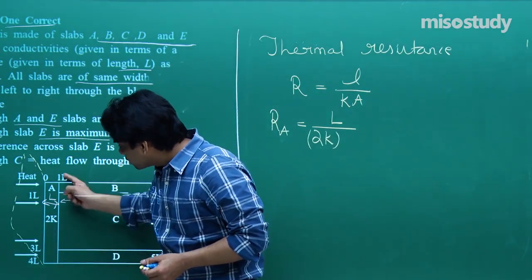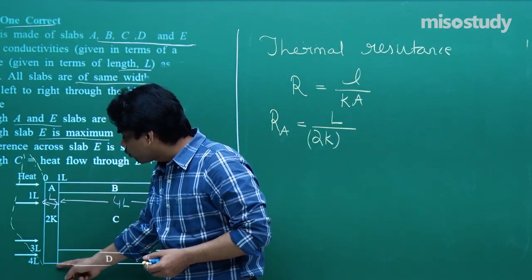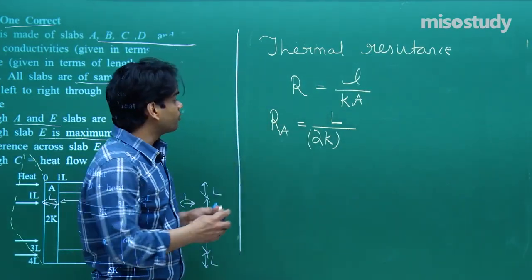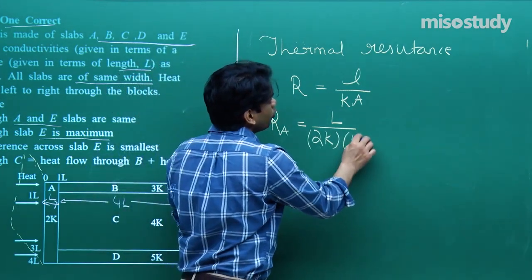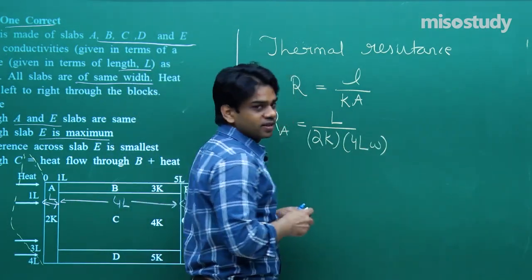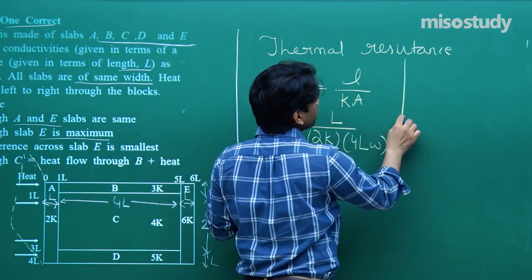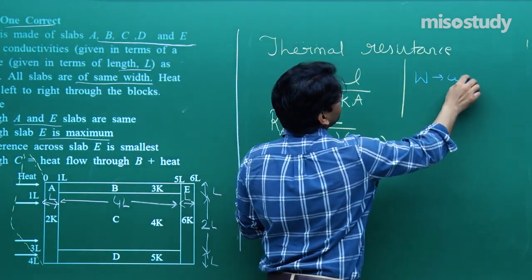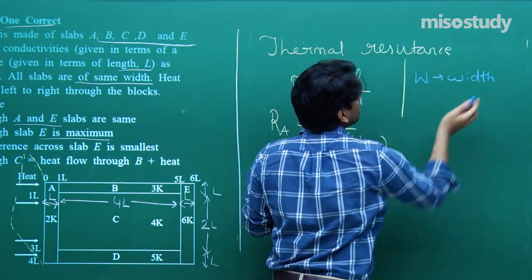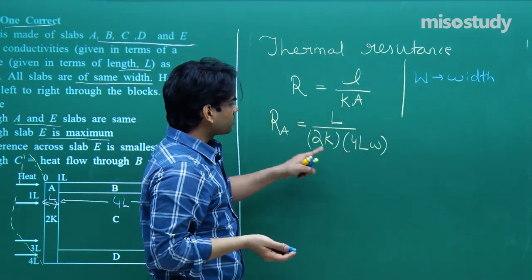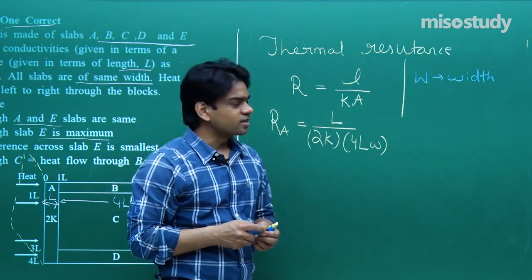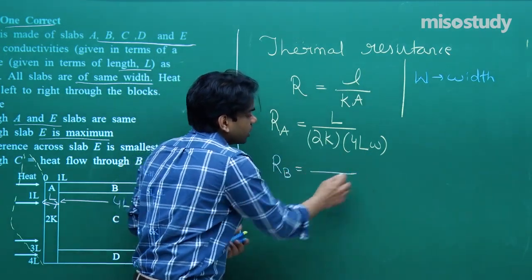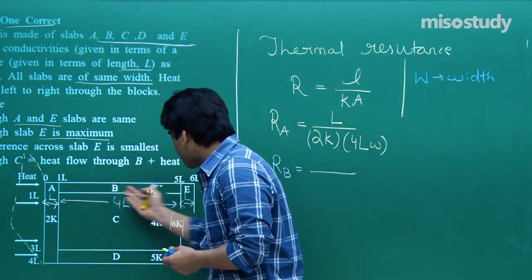A's length will be this part you see, that will be 1L to 4L, so 4L, and width is the same, so that will be W. Let's say the width is W, so the area is 4LW. W is representing width, and since width is equal for each of the slabs, I am using one unique constant, that is W.